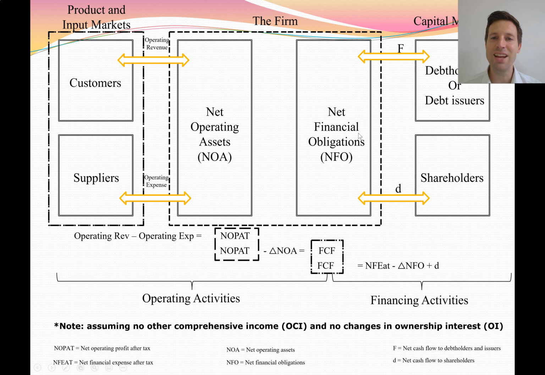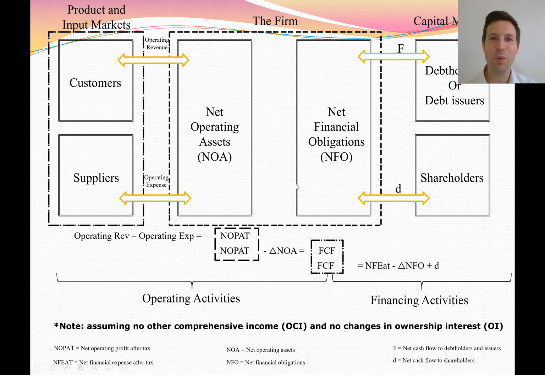When a business engages with their banks or their shareholders, that's going to influence their net financial obligations. So when they go to the bank and get money, or when they have dealings with their shareholders, all of these are financing activities. So we've just separated the operating and the financing activities, and they deal with different parts of the business.